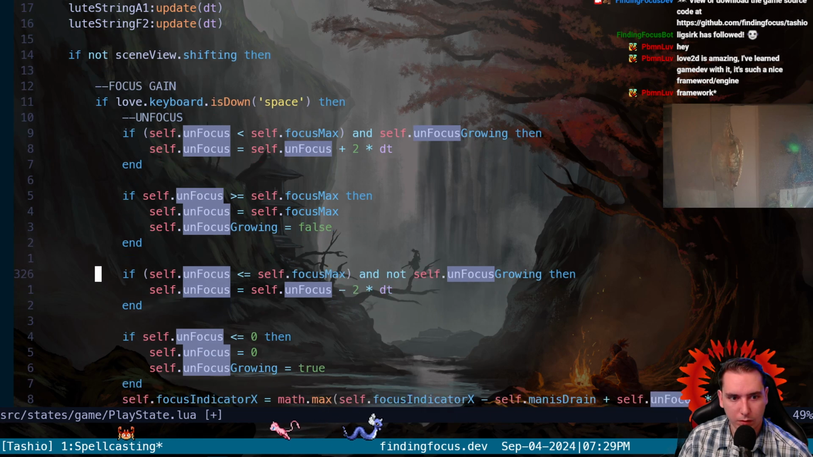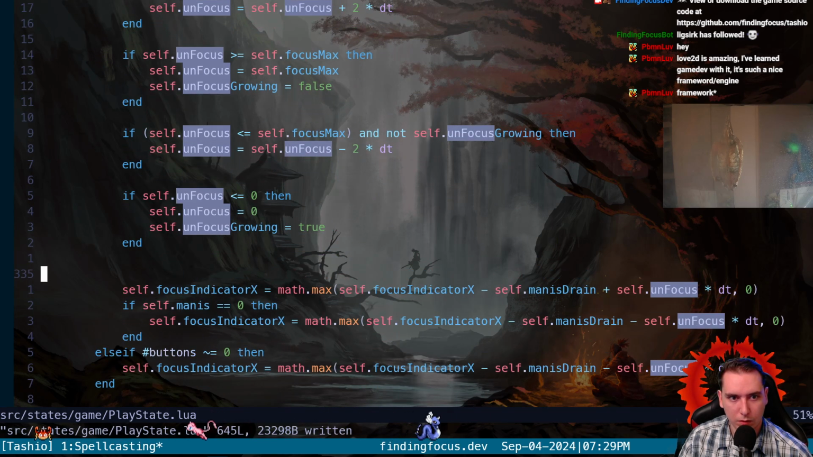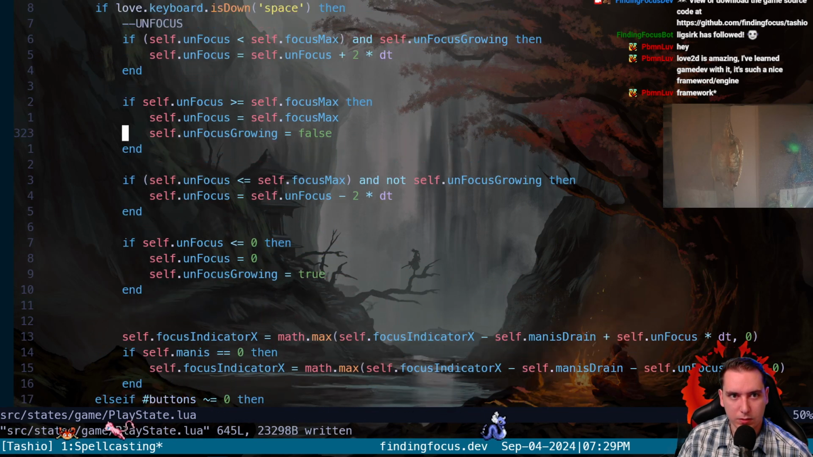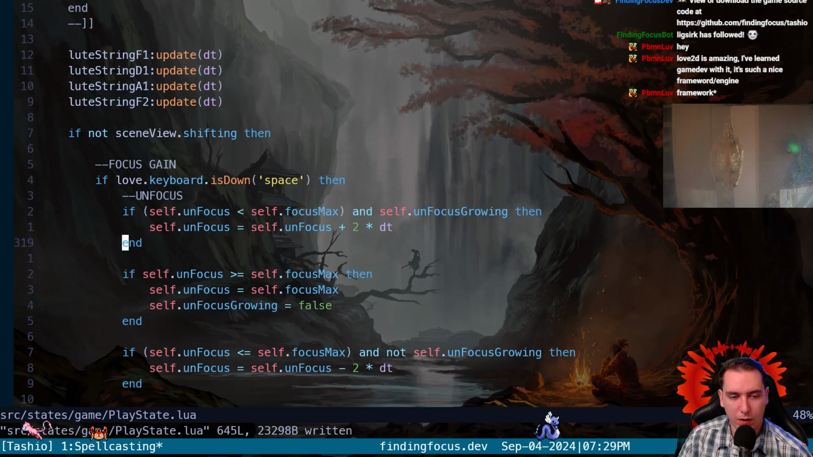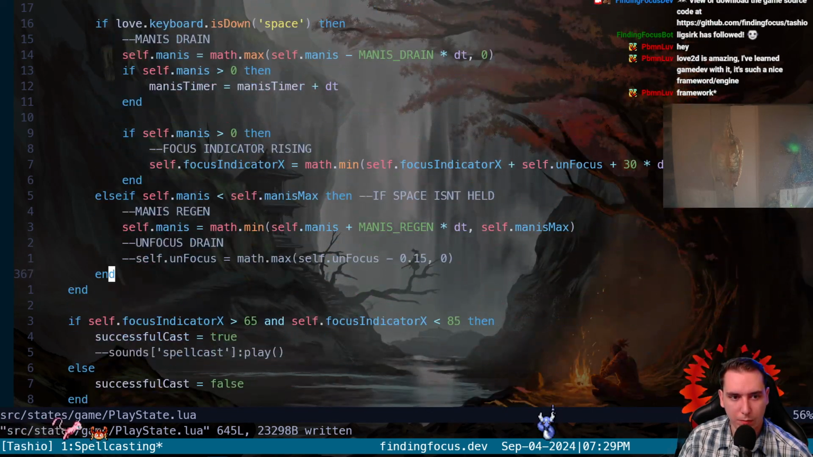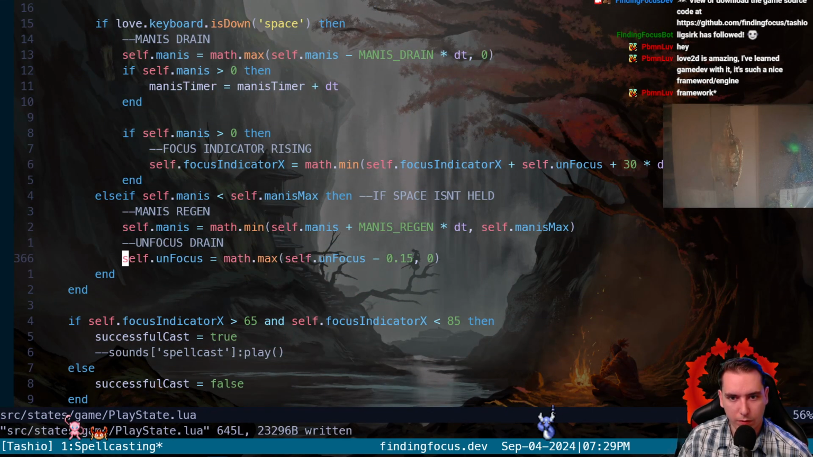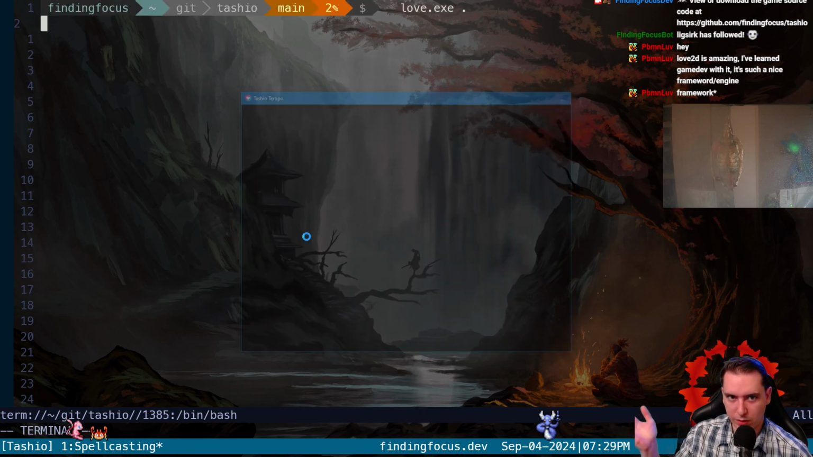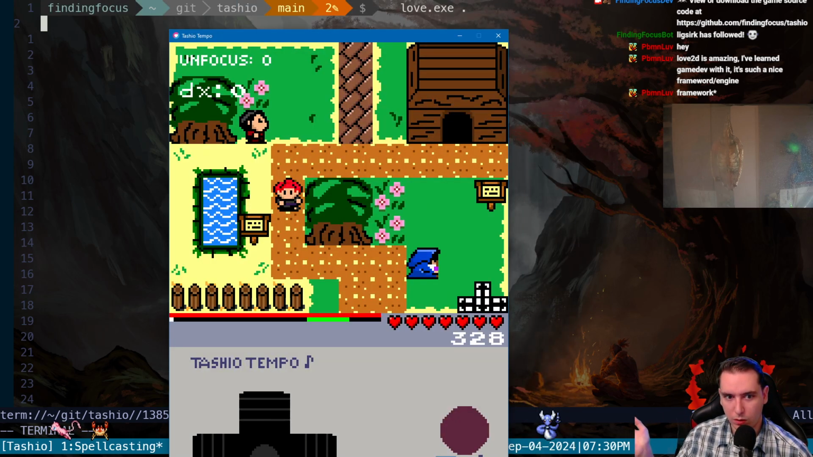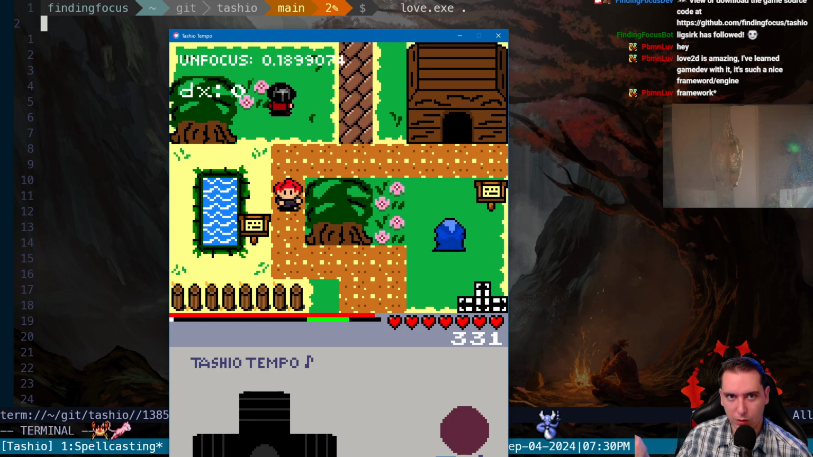Okay, let's see this. So now our unfocus, and we'll put the drain back on too. Okay, so let's see. It should be 0. Unfocus should be 0. Cool. And then, yeah, it only modifies once we start holding the button.